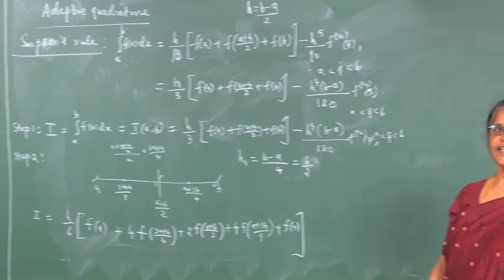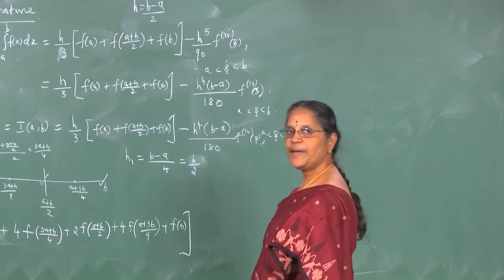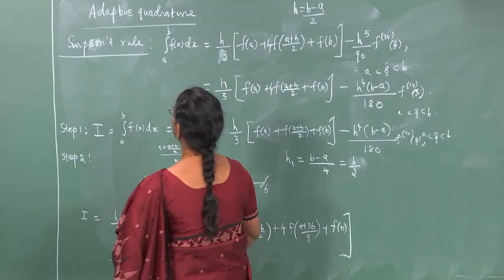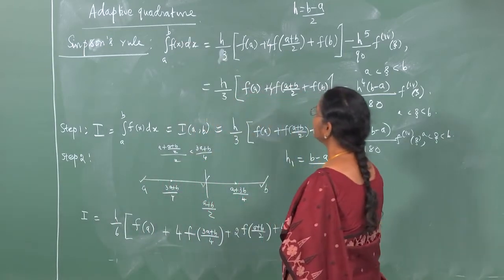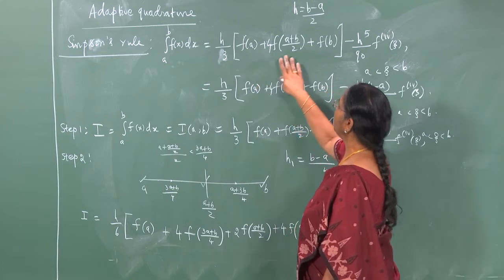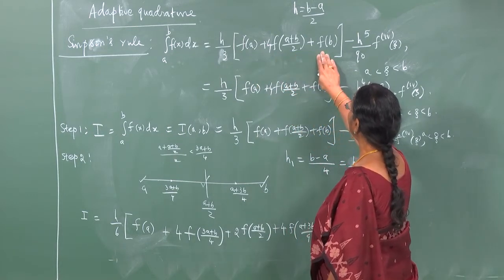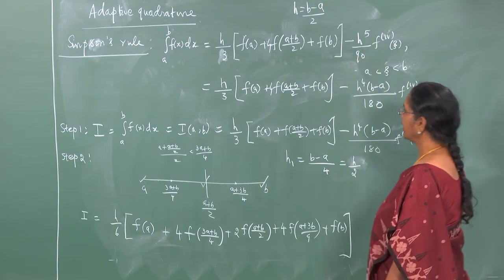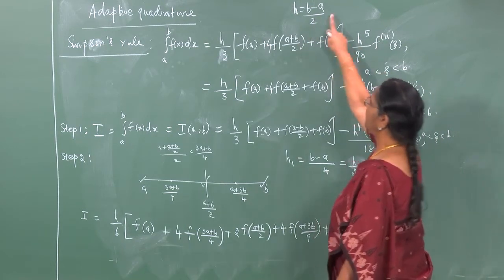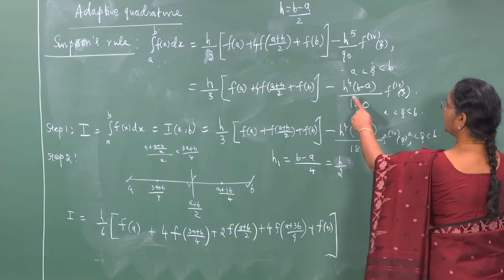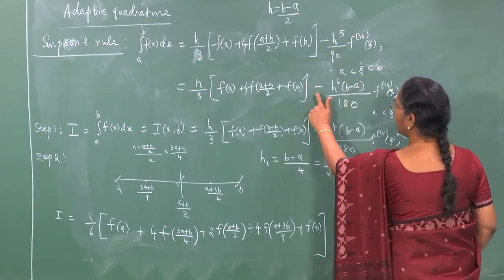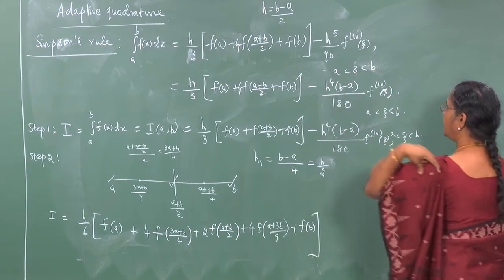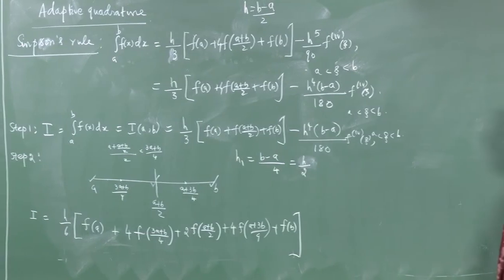So, let us now derive the adaptive quadrature technique, which is based on Simpson's rule. Simpson's rule tells us that the integral a to b f of x dx is h by 3 into f of a plus 4 f of (a plus b) by 2 plus f of b, and the error involved is of order h power 5, where h is (b minus a) by 2. So, when I use that, the error term can be written as h power 4 into (b minus a) by 180 into the fourth derivative at psi, where psi lies between a and b.